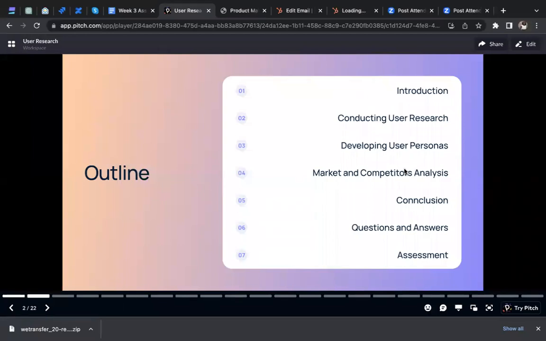So I'm going to introduce you guys to user research. I'm going to talk about how to conduct user research, the different types of user research, and how to conduct them. Then we're going to go to the famous user personas. I'm sure you must have heard about user personas, and also about buyer personas. So we're going to examine the difference between user personas and buyer personas. And then we're going to go to market and competitors analysis.